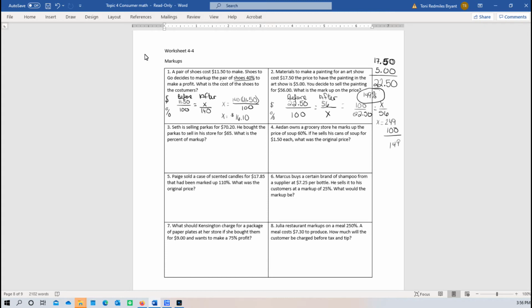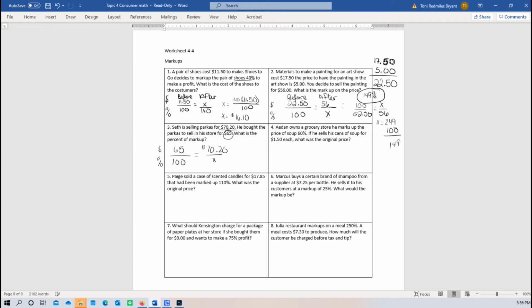All right, so Seth is doing something now, right? So Seth is selling parkas for $70.20. He bought the parkas to sell in his store for $65. What is the percent of markup? So this time, money, before he sells it, he bought it for his store for $65 and he is selling it to the public for $70.20.